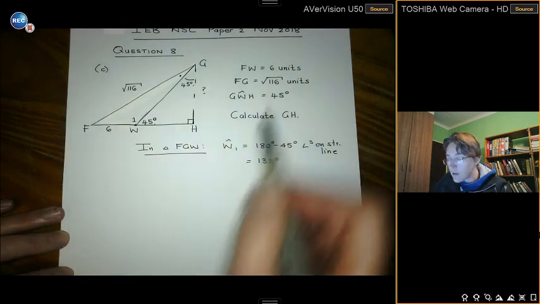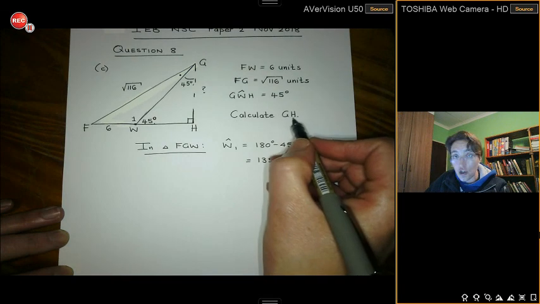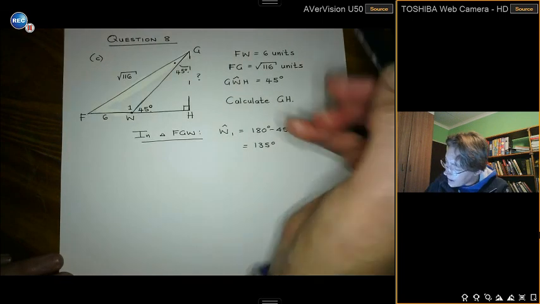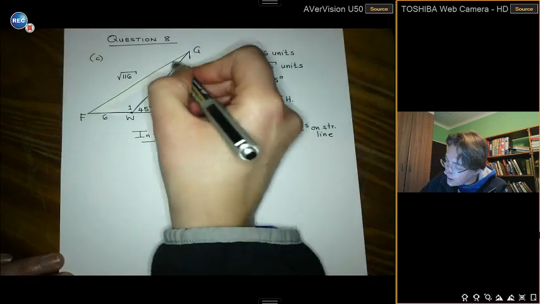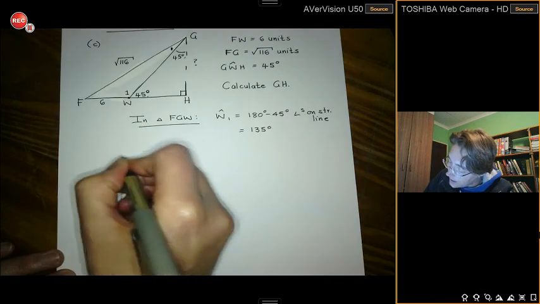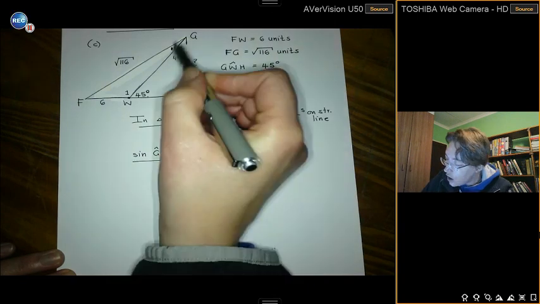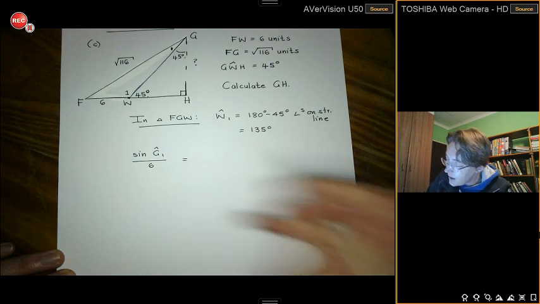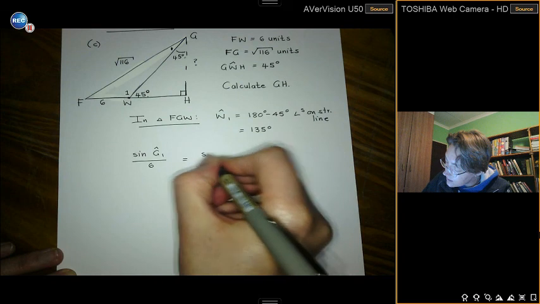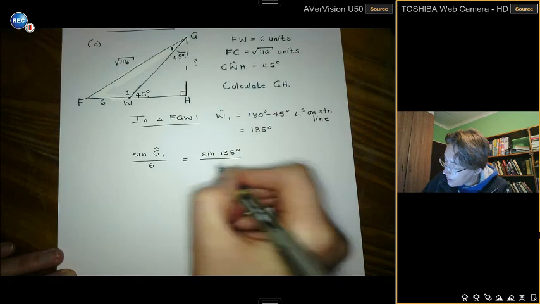So there's lots and lots of stuff that you can do in order to calculate that GH. Right, so first things first. We're going to start off by saying, I want to calculate this angle, so I'll call this angle G1 as well. And I'll say the sine of angle G1 over 6 is going to be equal to the sine of that 135 degrees over the square root of 116.